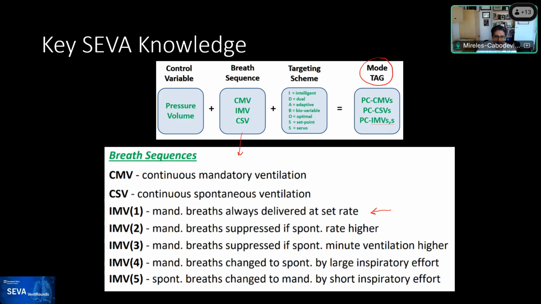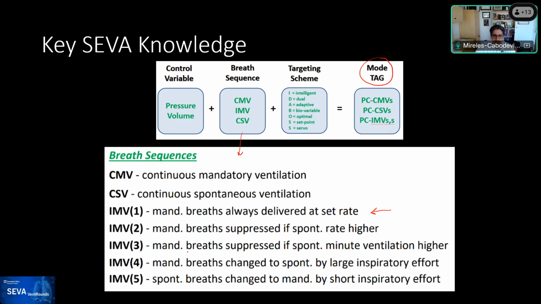So IMV type 2 means that the mandatory breaths are suppressed if the spontaneous rate appears or is higher than a certain variable. And it's implemented differently on different devices. In some, it's just the presence of them. In others, there has to be a certain apnea time that occurs. But essentially, when the patient starts breathing on their own, the mandatory breaths go away.